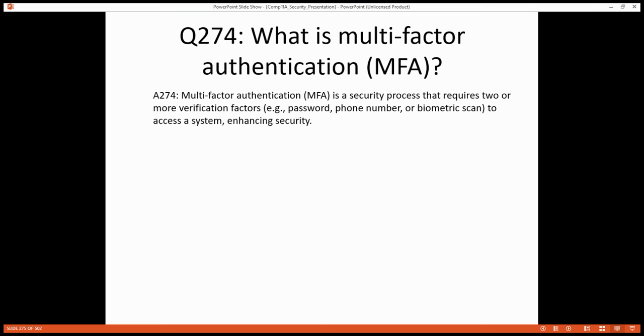Q274. What is multi-factor authentication (MFA)? A274. Multi-factor authentication, MFA, is a security process that requires two or more verification factors, e.g., password, phone number, or biometric scan, to access a system, enhancing security.